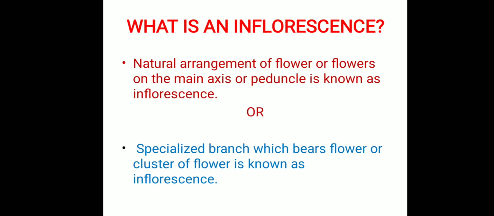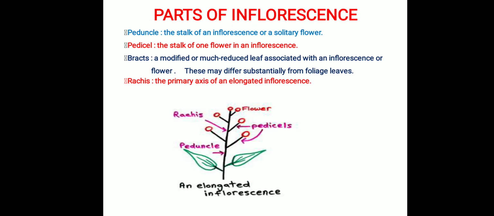So as far as the definition is concerned, inflorescence can be defined as the natural arrangement of flowers on the axis of the plant. In other words, inflorescence is a specialized branch which bears a flower or cluster of flowers. So this is about the definition of inflorescence.